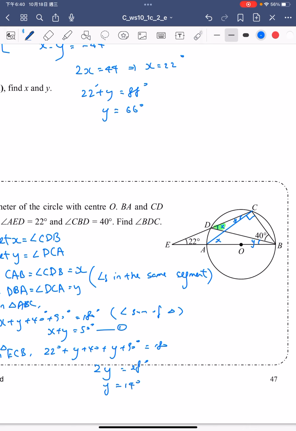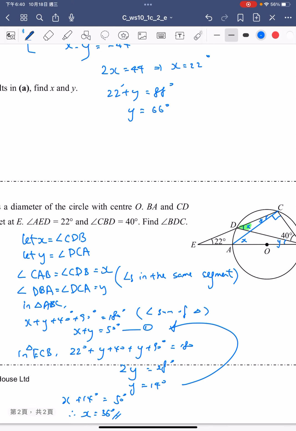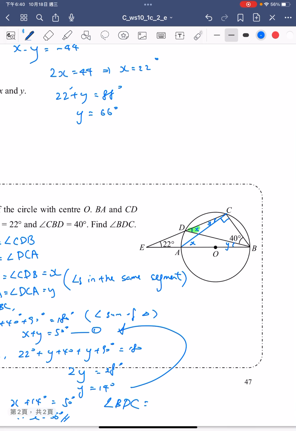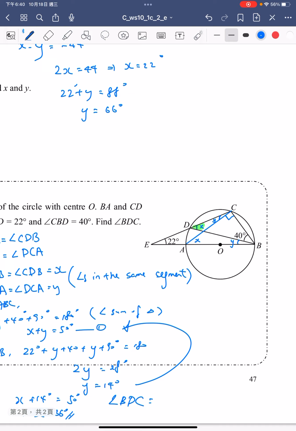Then we can substitute back into our first equation. So x plus 14 degrees is going to be equal to 50 degrees, so that x is equal to 36 degrees. So now we need to say it back. The angle BDC is actually, where is BDC? So BDC is x, so we can say that x is equal to 36 degrees.